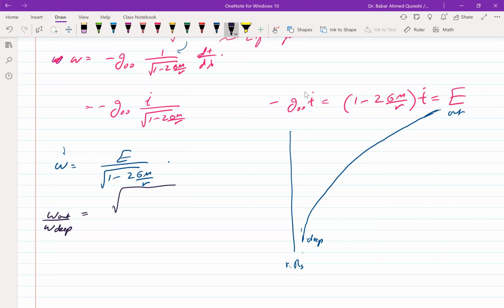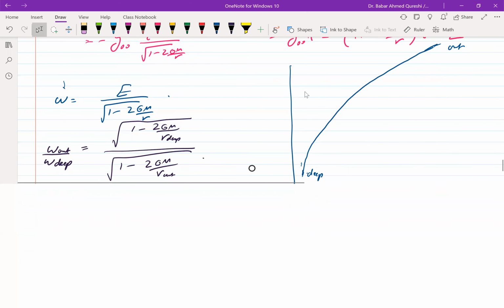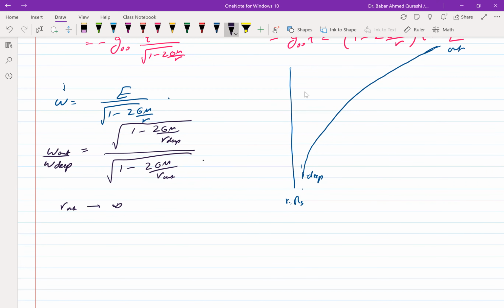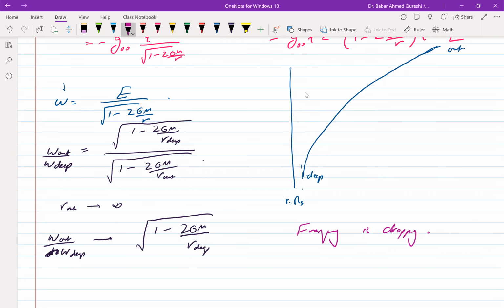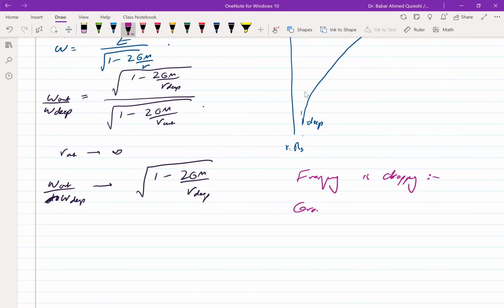And this would be just this ratio, r deep or out. And when r out is very, very far away, then this ratio goes to 1 minus 2GM over r deep. So what is this saying? This is saying that you can find what would be the frequency. The frequency would be red shifting, is dropping. This is well known. This is just the gravitational red shift.